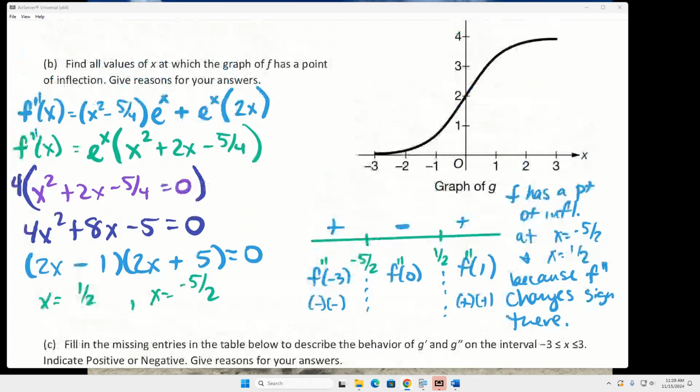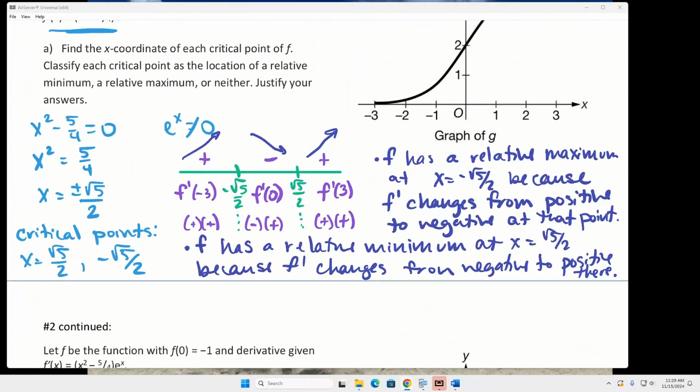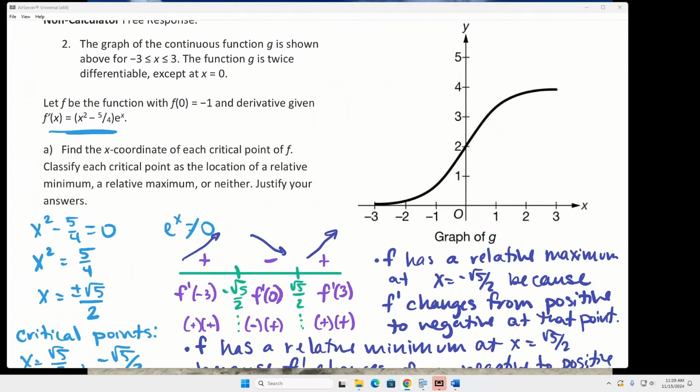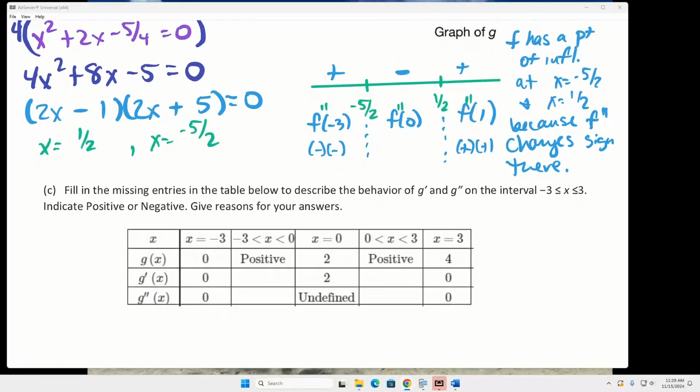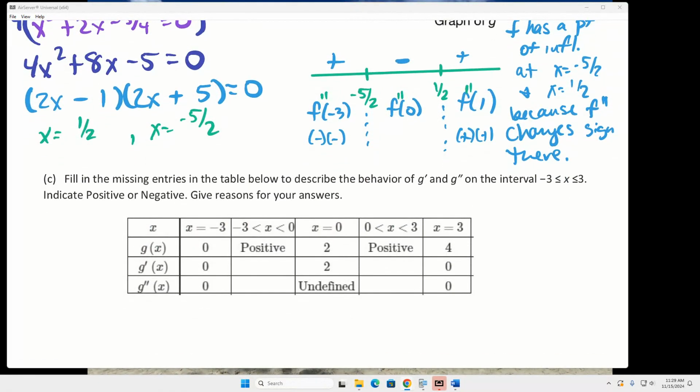Alright, so I'm going to finish number 2. Number 2 talks about two different functions. We know the first derivative of f, and then we know the graph of g. And so C is asking us to fill in this table with positive, negative, or 0. Well, it's just positive and negative on this one, sorry. The one you're going to do is positive, negative, or 0. And then we're going to give the reason. So we have to make sure we don't forget to give the reasons.